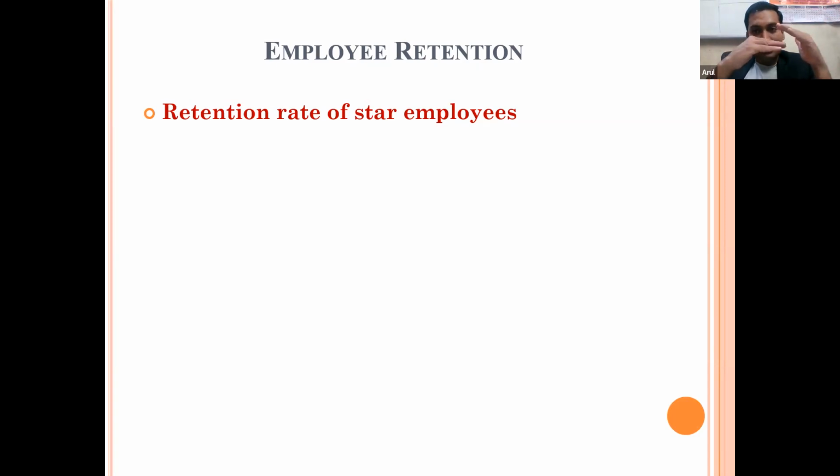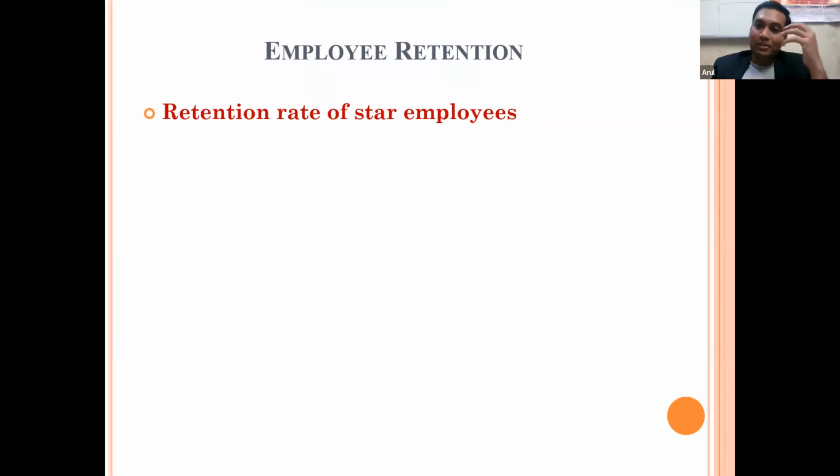Great employees, good employees, mediocre employees, poor employees, right? The company retention percentage is 90%. That's the first metric. Out of 90%, again you go for the breakdown: how many great employees? What about the good employees percentage? What about the mediocre employees? And what about the average employees? You got the point. Out of 90%, if 75% or close to 70% are poor employees sticking to the organization, there is no use of employee retention.